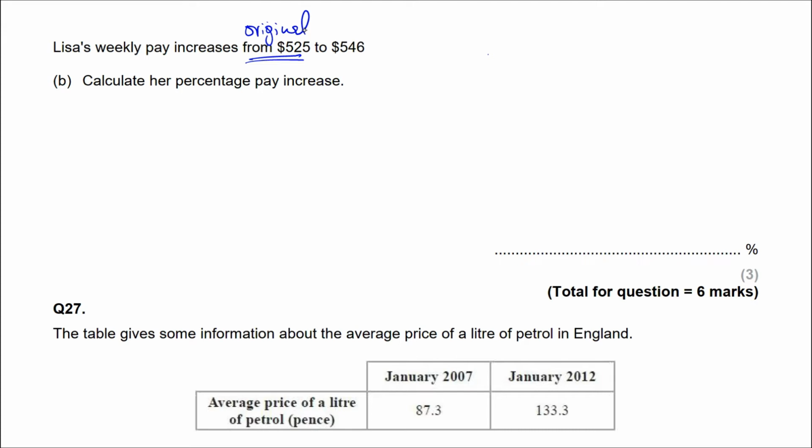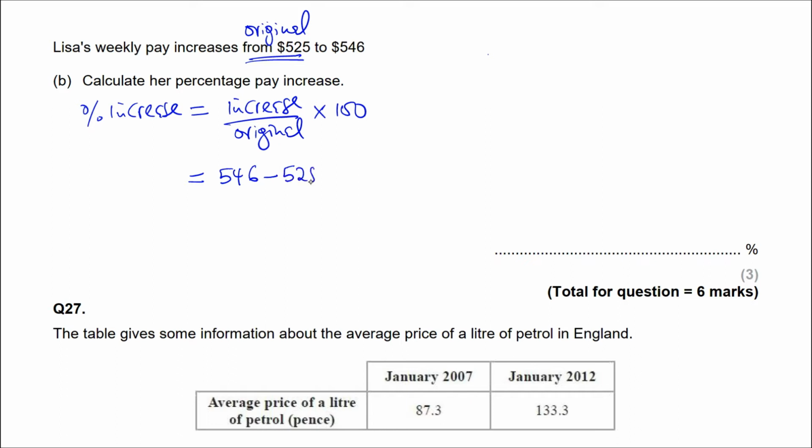So basically the formula for percentage increase. So percentage increase is given by the increase over the original multiplied by 100. So in this case, it will be 546 minus 525 over 525, which is the original, multiplied by 100. And if you plug this in your calculator, that will be 4%.